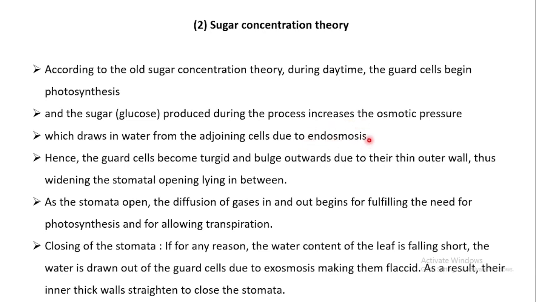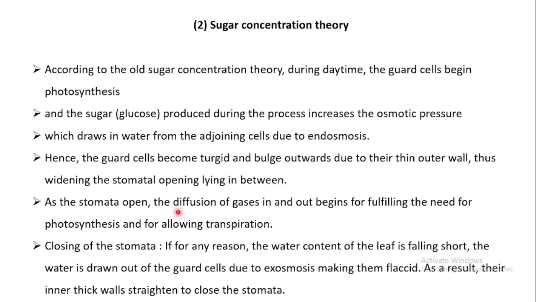Endosmosis is what? When water comes inside, diffuses inside. Now why will water diffuse? Because glucose is produced, so the guard cells become more concentrated in glucose and less concentrated in water. So water will move from high concentration to low concentration, easily without the use of energy. Hence the guard cells become turgid and bulge outwards due to the thin outer wall, thus widening the stomatal opening lying in between. Is that clear to you?